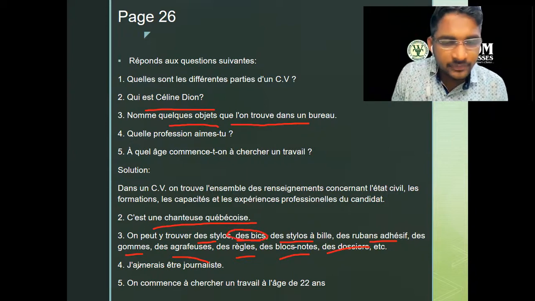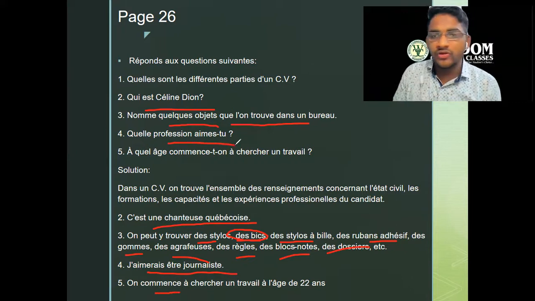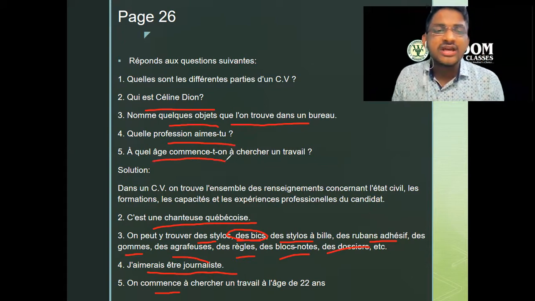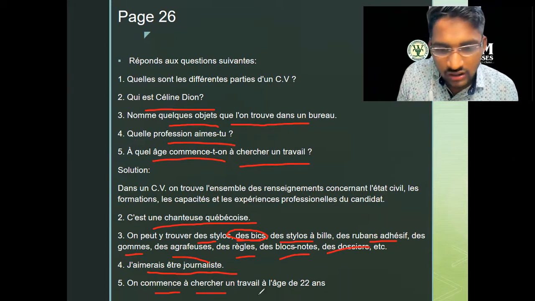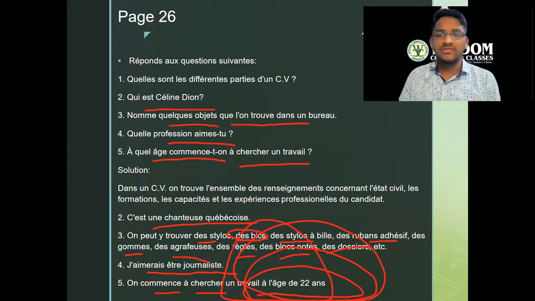And next is J'aimerais être journaliste. I would love to be a journalist. And finally, the fourth question was, which profession do you like? So I would love to be a journalist. And finally, at what age does one start finding a work? So one starts a work at the age of 22 years. Approximately at the age of 22 years, people in France start finding a job for themselves.